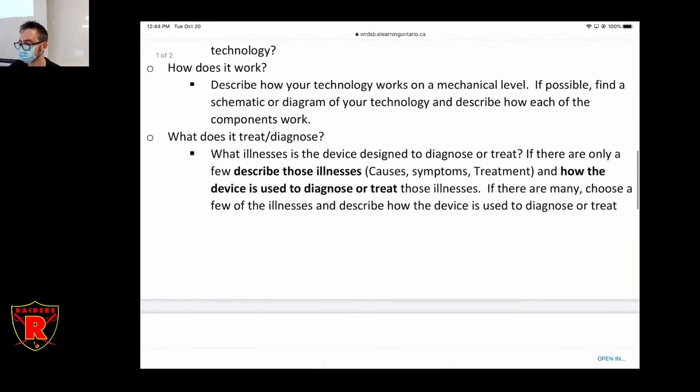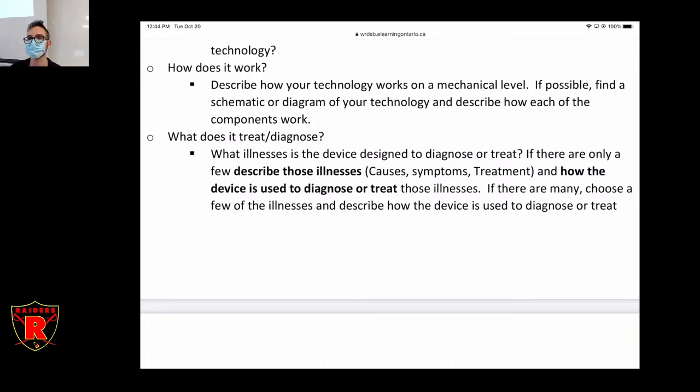And then the last part here is you're going to tell me about how it interacts with the system that you've chosen. So how is it imaging that system? How is it being used to treat that specific illness? What are the symptoms of that specific illness? How does that illness affect the body? How is this interacting with that illness in order to actually diagnose it?